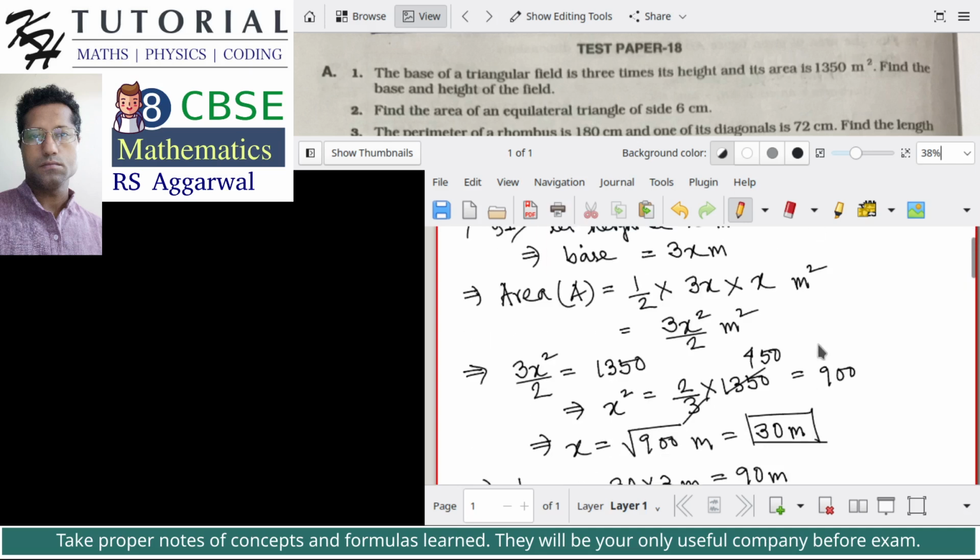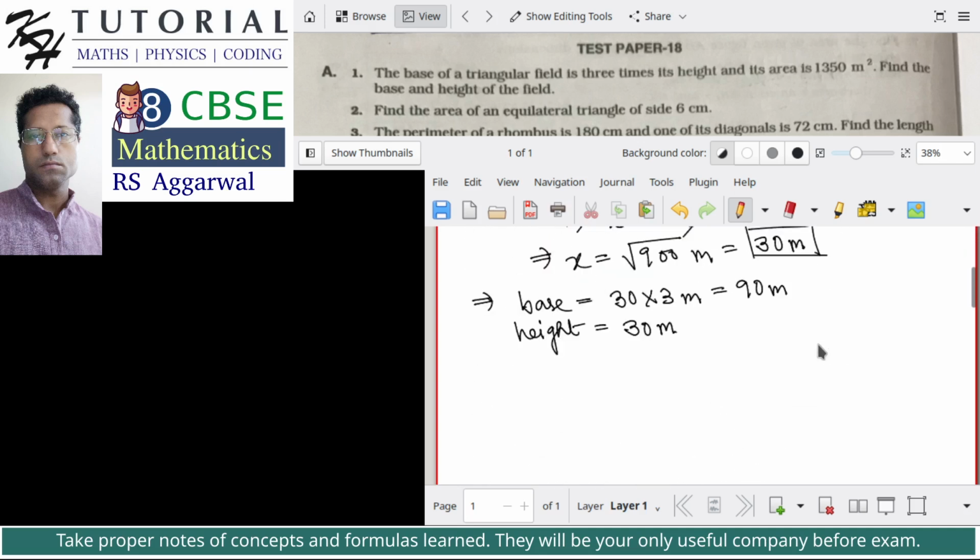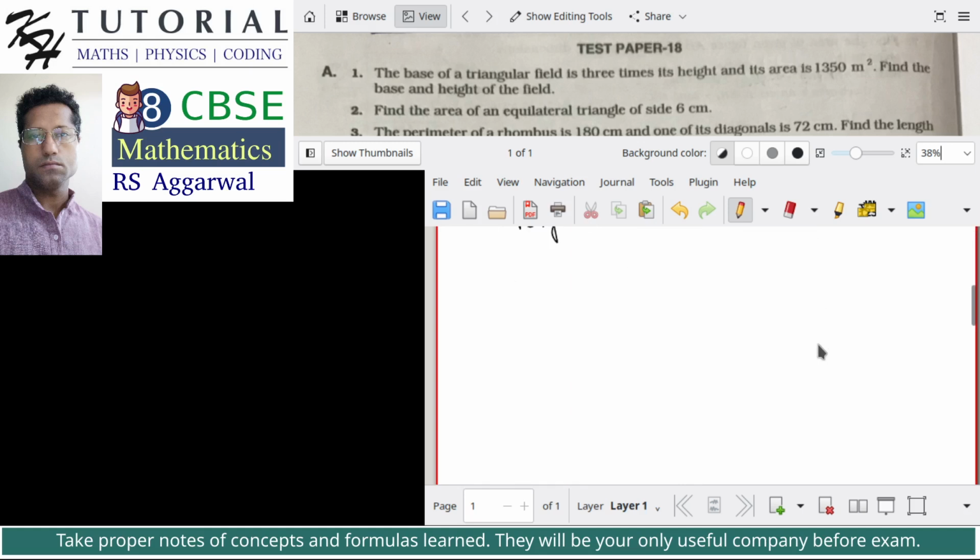Question number 2. Find the area of an equilateral triangle whose side is 6 centimeter. There is a formula for the area of an equilateral triangle based on the length of each of its sides. But let's try to find or derive that formula.